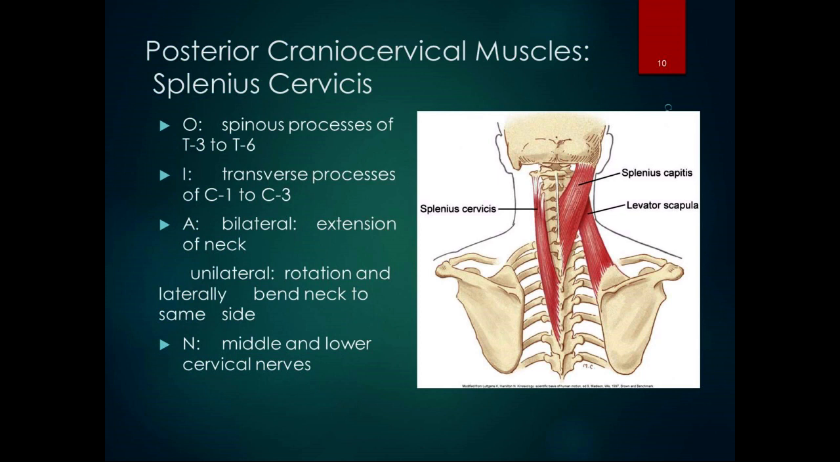So it originates on the spinous processes of T3 to T6, and it inserts on the transverse processes of C1 to C3. So bilaterally it extends the neck, not the head, and unilaterally rotates and laterally bends the neck to the same side. So same actions as the splenius capitis, just leaving the head out of it, and same innervation as the splenius capitis. So you can think of these muscles, they sort of start in the middle on the spinous processes, and they go up and out like a poplar tree, if you want to think of it that way. So they spread their branches up and out.